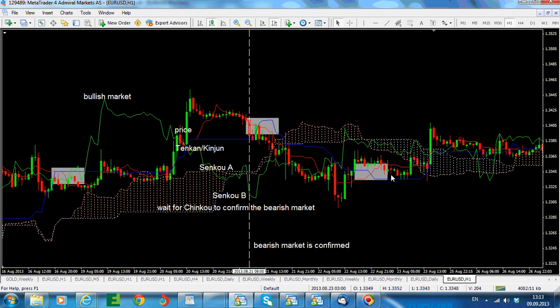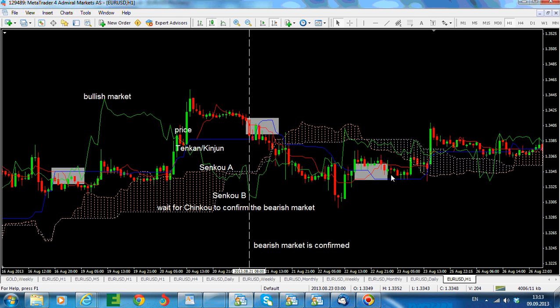Now, when these two lines cross, basically the shorter time average, the Tenkan, that takes into consideration only nine candles, is crossing above or below, in our case here below, the Kinjun. It means that something is changing in the market, and the general trend, if the trend was to the upside, sorry, the general trend is weakening.